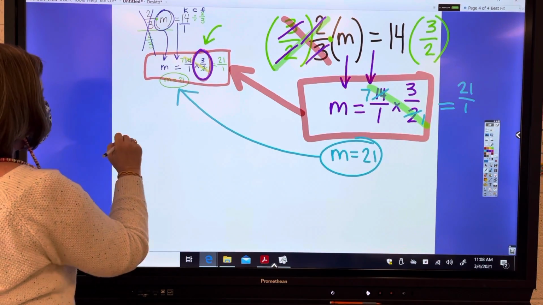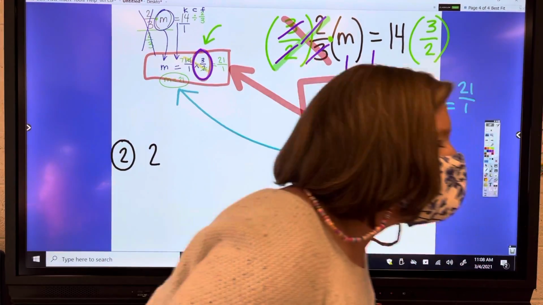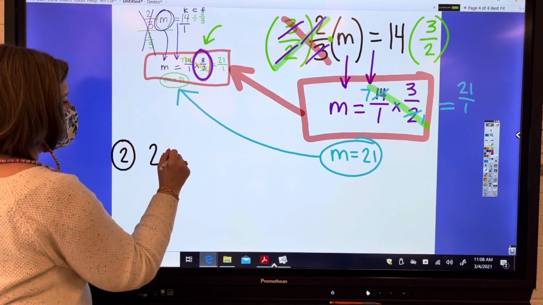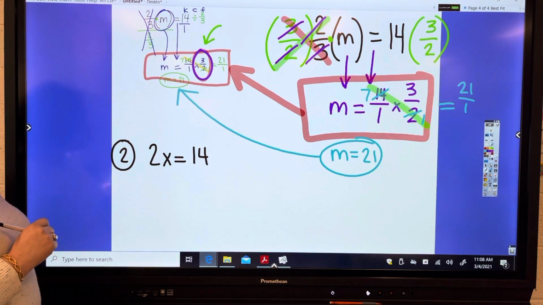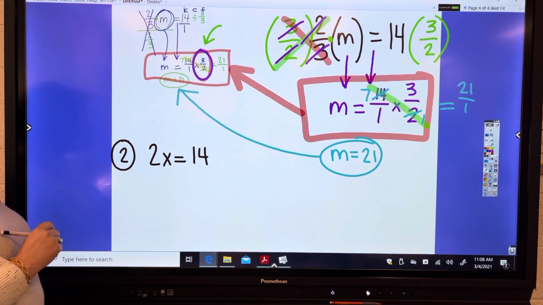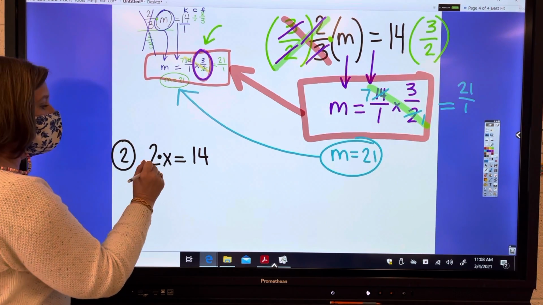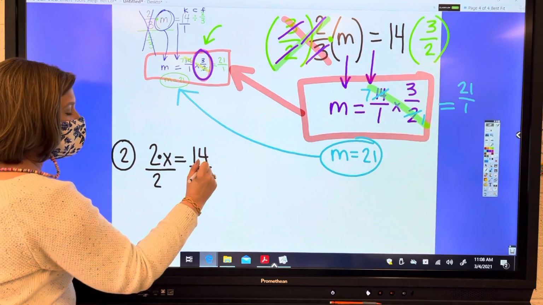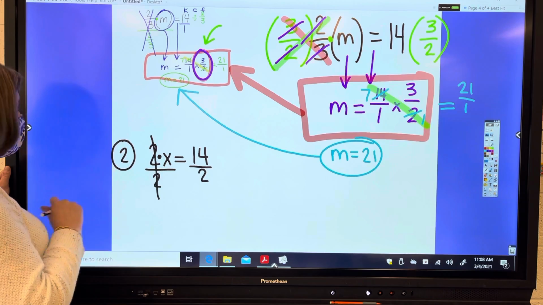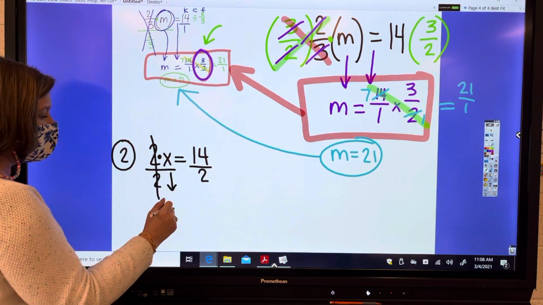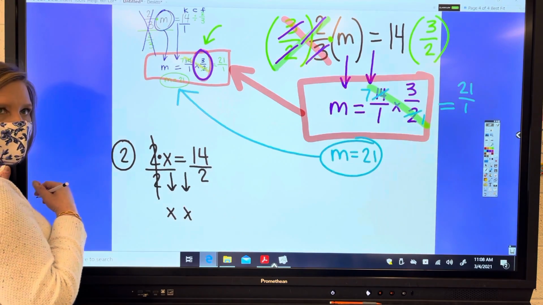All right, I took it easy on you for number 2. Number 2 is 2x equals 14. So what do we have to do to both sides? Divide by 2, because this is multiplication. I've got to undo it, so I've got to divide by 2. These 2's cancel out and leave me with x equals 14 divided by 2, which is 7.